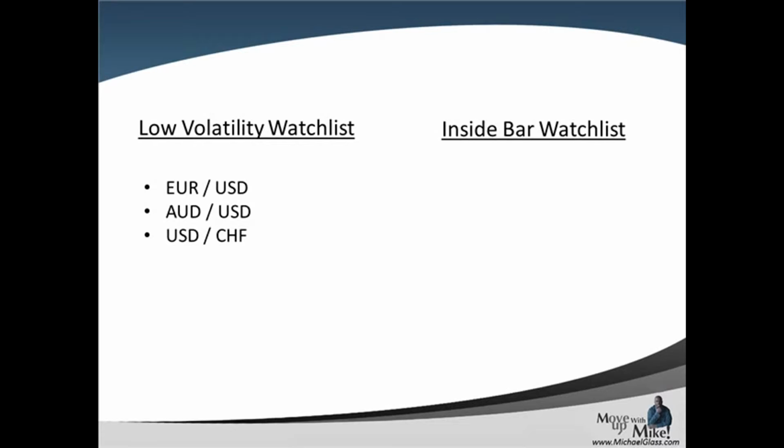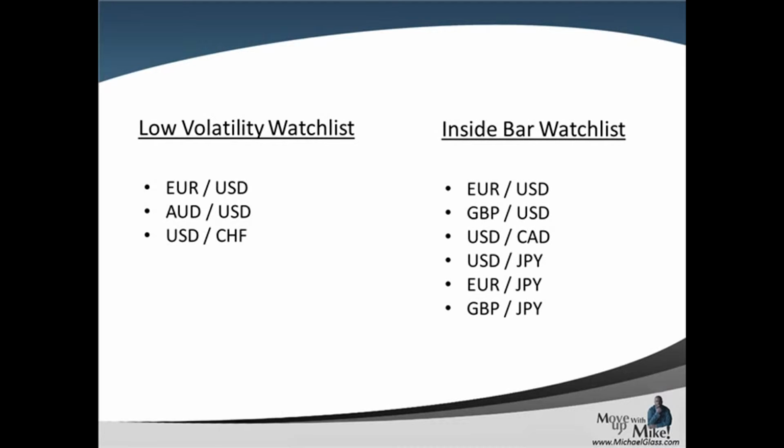And then for our inside bar watch list, we're watching the day's range, Friday's range, compared to Thursday. And we've got a ton of inside bars. We've got the euro dollar, the pound dollar, the dollar Canadian, the dollar yen, the euro yen, and the pound yen. And technically you could say the Aussie dollar, although it did break a little bit lower than Thursday's low. But certainly a lot of inside bars. So what we'll hope to see is some breaks in the direction of the existing trend.